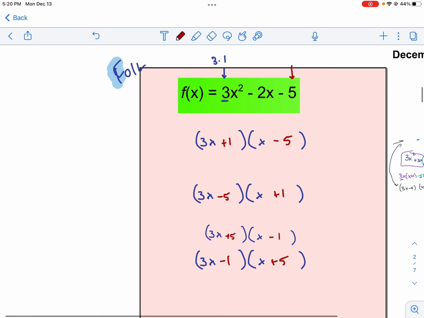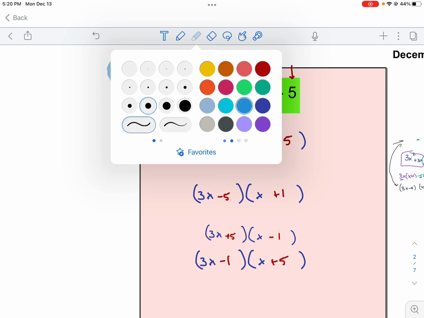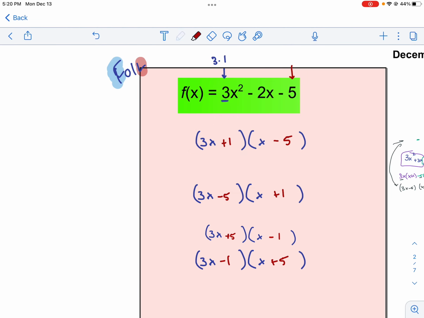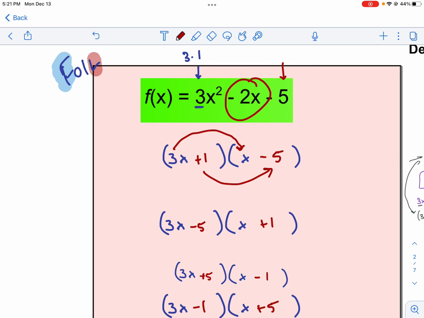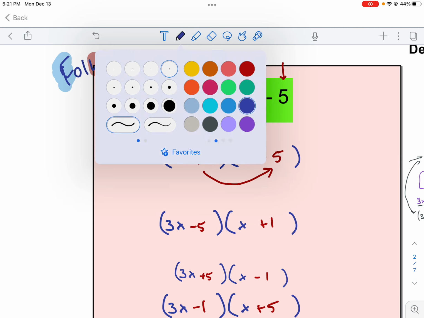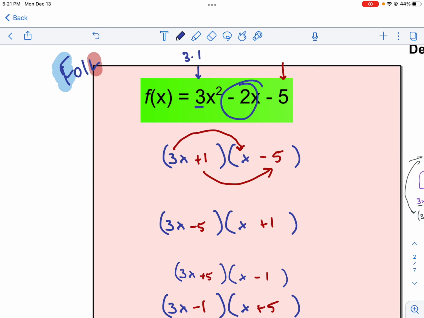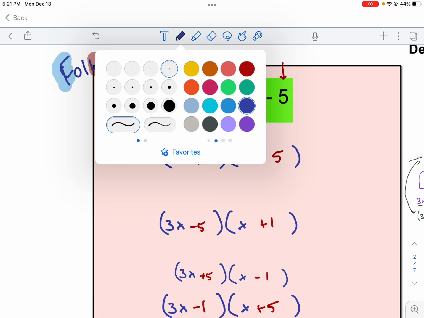So if you look at these 4 and we just focus on F and L in FOIL, these are guaranteed to give me 3x squared and -5. What I'm not guaranteed, however, is my B term. So my B term of -2x could be in these, but it might not. In fact, only one of these has a real B term of -2. So here is your guessing and checking.